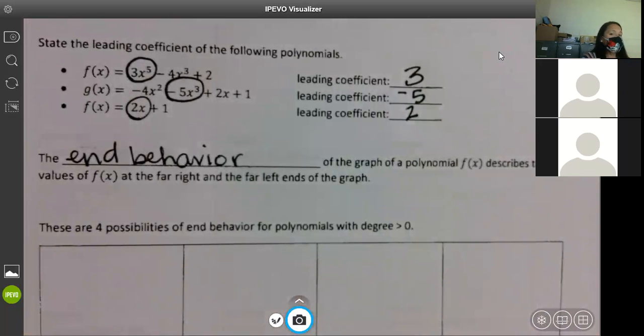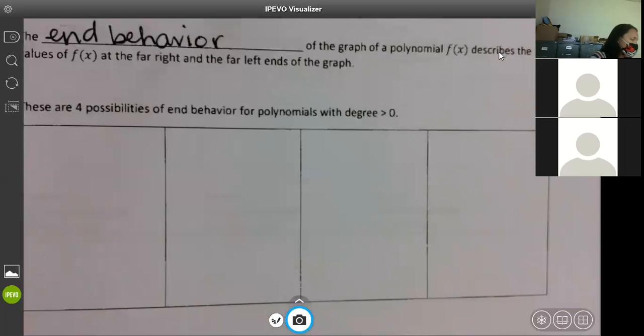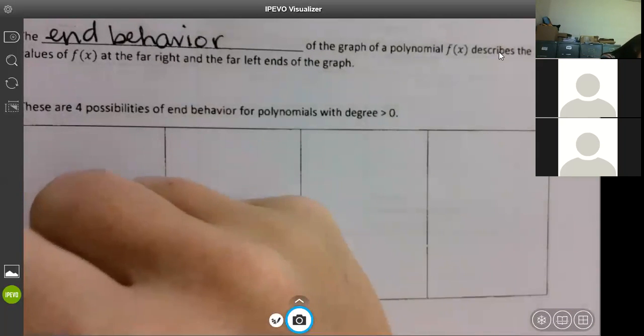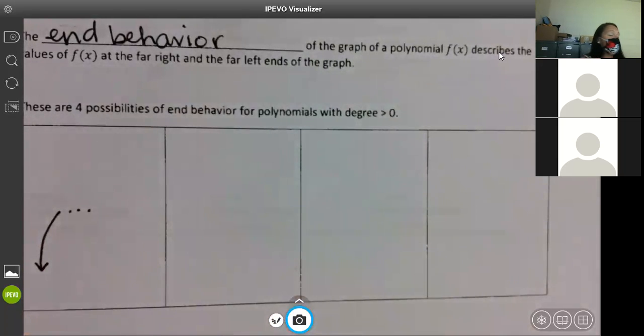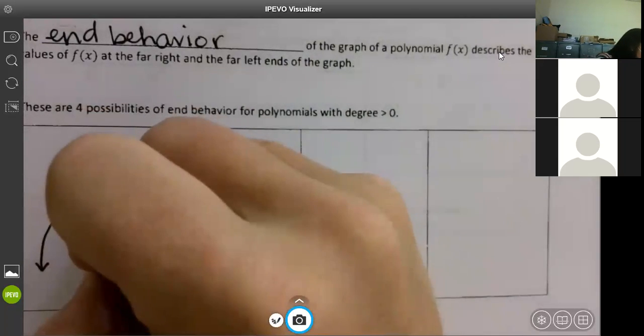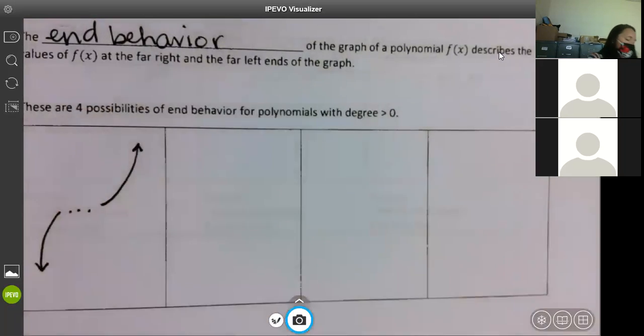So there are 4 possibilities. The first possibility is a graph that points low. Something happens in the middle, doesn't matter what it is. And then it ends high. So there could be all kinds of lumps and bumps in the middle.